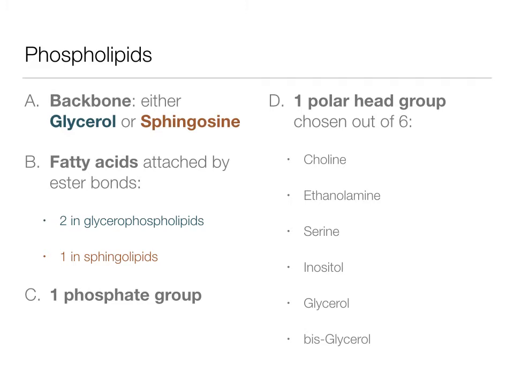The polar head is not always the same. There are 6 possible different polar heads called choline, ethanolamine, serine, inositol, glycerol, or bisglycerol. And depending on the type of polar head, the phospholipid will have a different name. For instance, a phospholipid containing choline will be called phosphatidylcholine. If it is a phospholipid containing ethanolamine, it will be called phosphatidylethanolamine.